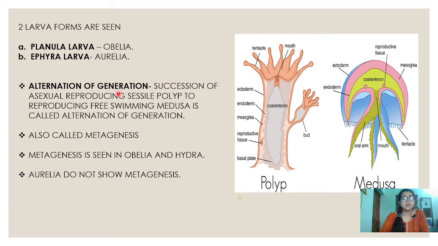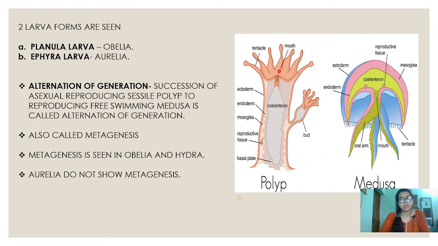And one interesting feature about this Coelenterata class is that they show alternation of generation. What is alternation of generation? That is succession of asexual reproducing sessile polyp to sexually reproducing free swimming medusa is called alternation of generation, or you can say in simple words, the change from asexual polyp to sexual medusa is called the alternation of generation.